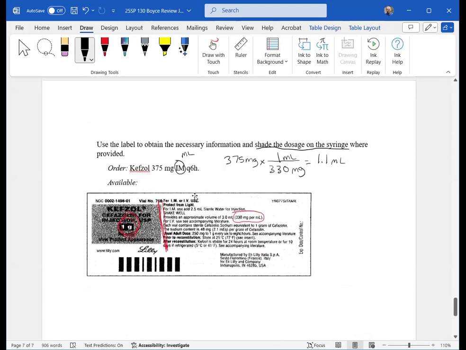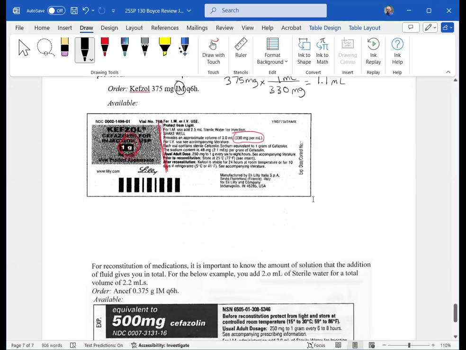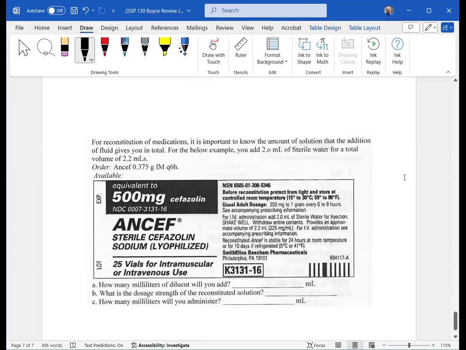I went through the Kefsol reconstitution, so I'll go through the ANSEF reconstitution. When you get to a reconstitution, there's a couple of clues that you're dealing with reconstitution. The first one is it'll tell you that the medication needs to be administered intramuscular. Without knowing anything else, intramuscular means it's an injectable, which means it's going to be measured in milliliters. Okay. The only caveats to injectables that might not be in milliliters might be something like heparin and insulin, which are measured in units.